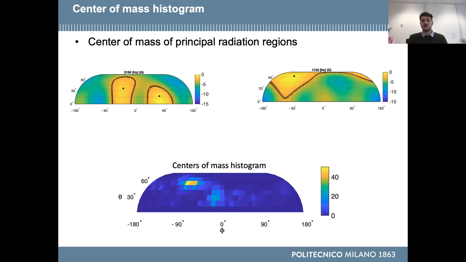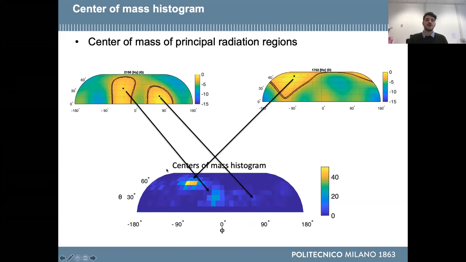When I introduced the binarized pattern, I also explained how we can obtain the center of mass of the binary pattern, of the principal radiation region. We can exploit this point-like description of the principal radiation region, and for instance, we can compute again a histogram. So we define a grid on the hemispherical region, for example, in this case, a 10 by 10 grid, and we can count the number of centers of mass that fall within the blocks.